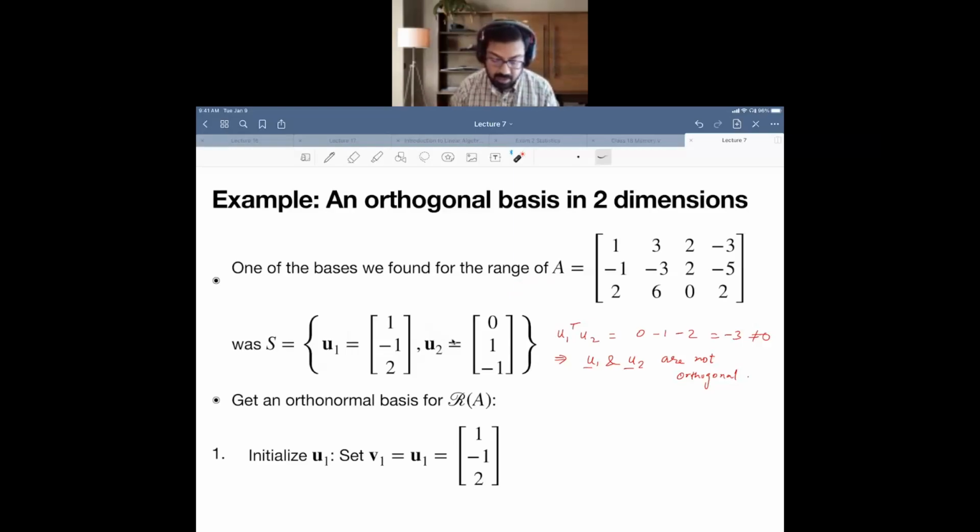But what I'm trying to find is, if you are given u1 and u2 as a basis, can you tell me v1 and v2 that is also going to be a basis for the range of A? However, v1 and v2 should be an orthonormal set of vectors. So let's do that. Our goal is to get an orthonormal basis for the range of A. We found a basis for the range of A, we actually found three of them. What we are trying to find is an orthonormal basis for the range of A. So the same steps are going to carry over. First step is to initialize, this should be v1.